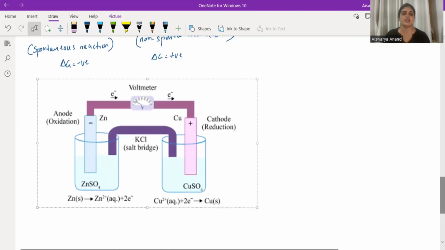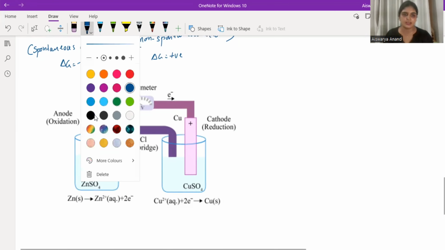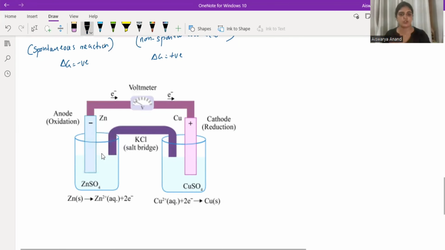Now this is an example of a galvanic cell. This typical cell is called Daniell cell. Let's discuss what a Daniell cell is. There are two containers, one has ZnSO4 and one has CuSO4 solution. Two electrodes are dipped. We know this is an electrode and this is an electrolyte. We have already discussed these terms, right? This is an electrolyte. This is an electrode.